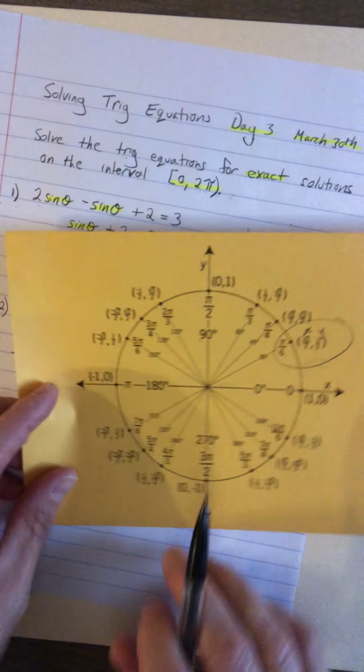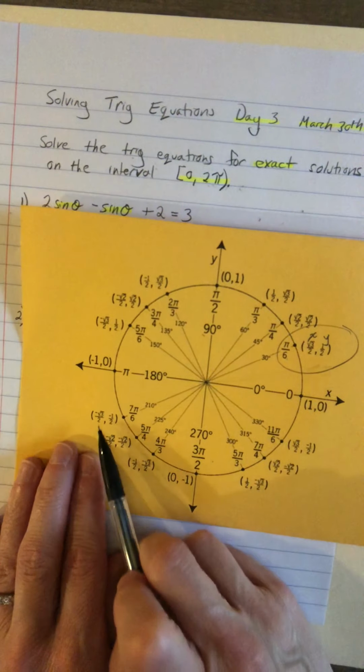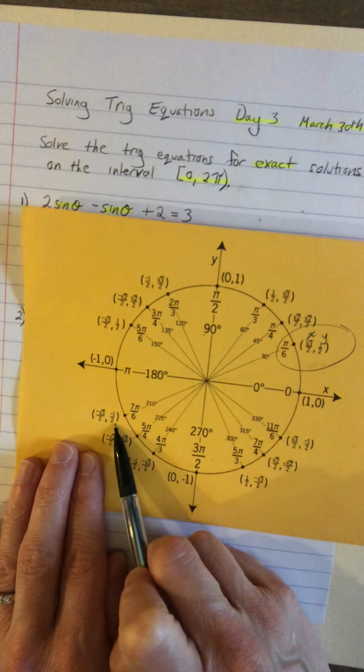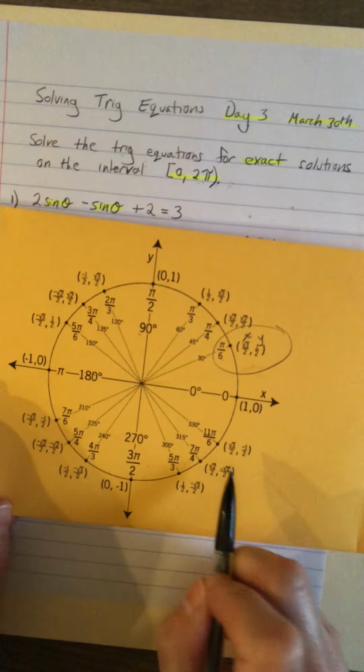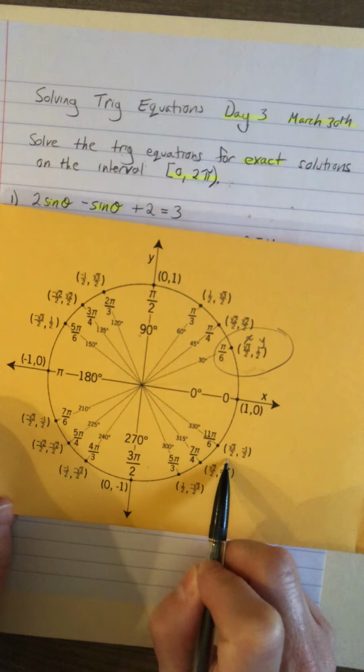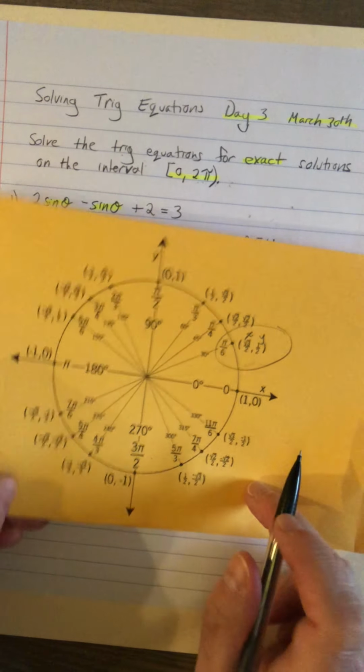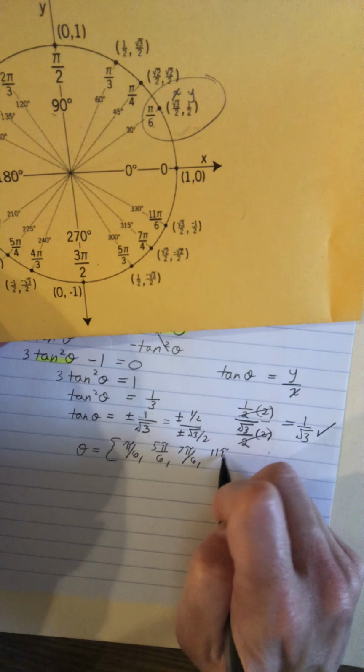My next value is going to be negative root 3 over 2 for x, negative 1/2 for y, at 7 pi over 6. And my last one, I have positive root 3 over 2 for x, and negative 1/2, that would be at 11 pi over 6.